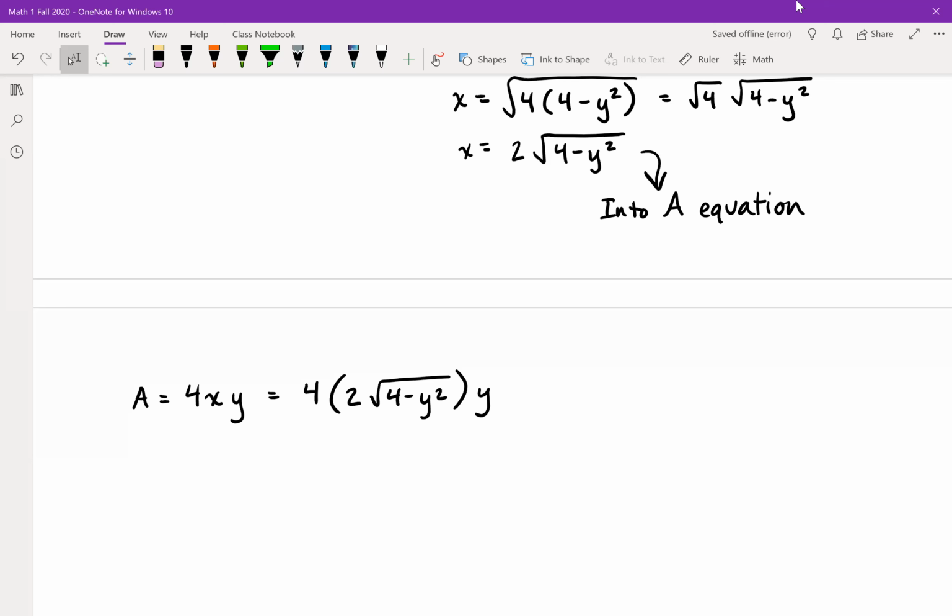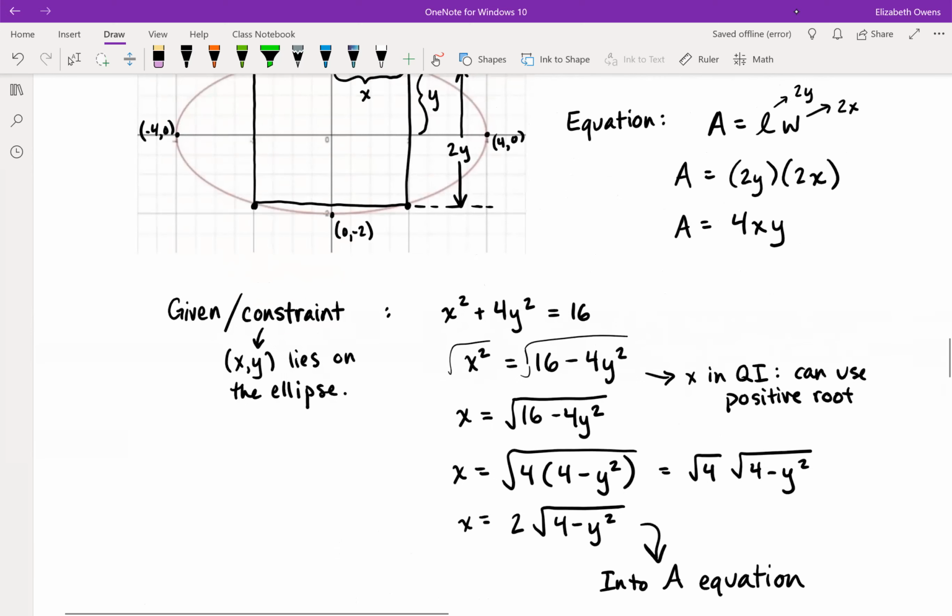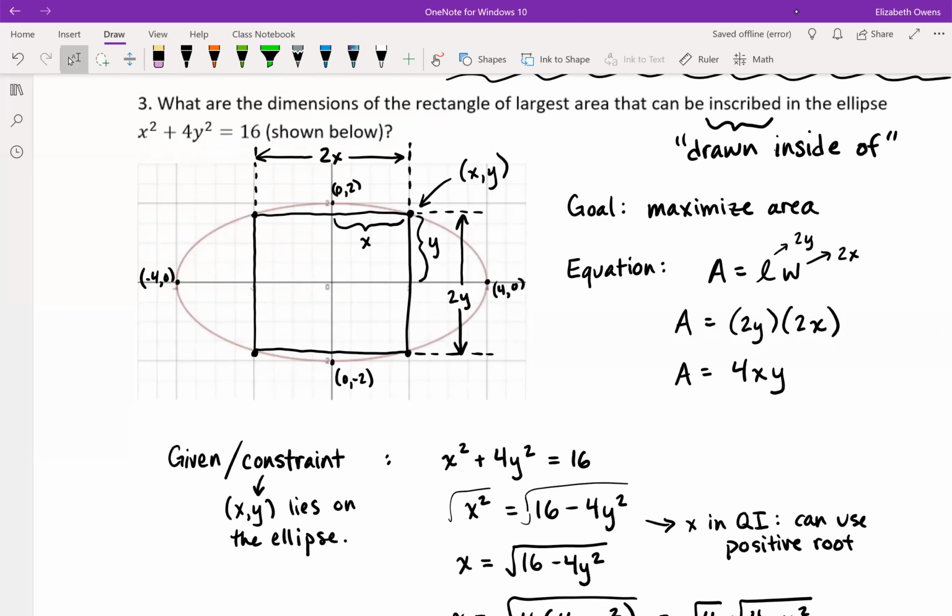So we had just gotten to this point right here where we had figured out an expression for x. So x equals 2 times the square root of 4 minus y squared. And so now we're going to take that and put it into our area equation for the rectangle. If you'll recall, we were looking at this rectangle inscribed in an ellipse, and we had just gotten that x equation from the equation of the ellipse itself, and we needed to use it in order to make our area function into a function of just one variable.